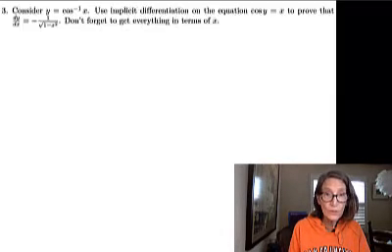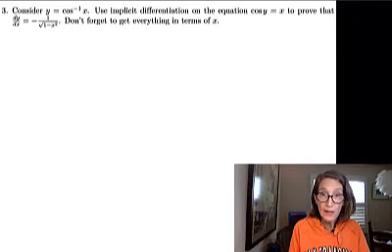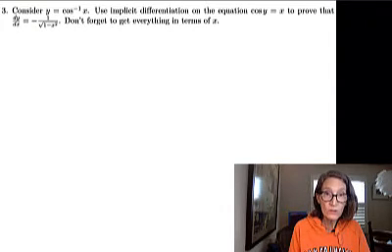Hi, welcome back. In this video, we're going to do a couple of examples. The first one, we're going to use implicit differentiation to get a differentiation formula or rule for the arc cosine function. And then in the second example, we're just going to use that rule to get the derivative of another function. So the first problem says use implicit differentiation on the equation cosine of y equals x to prove this formula for the derivative of arc cosine of x.